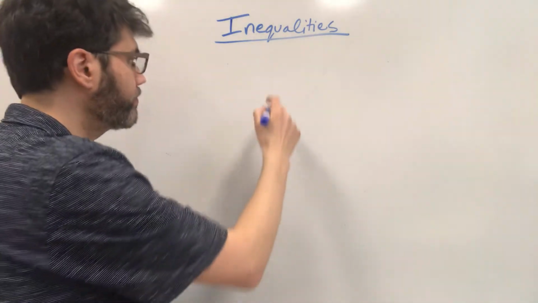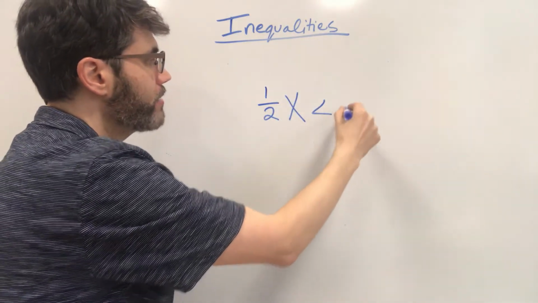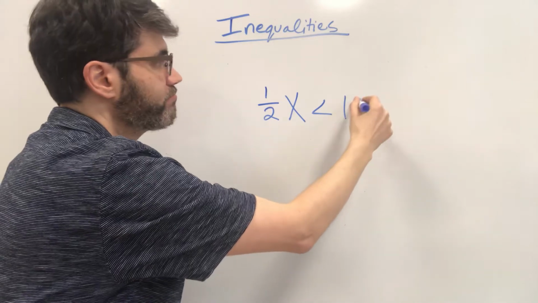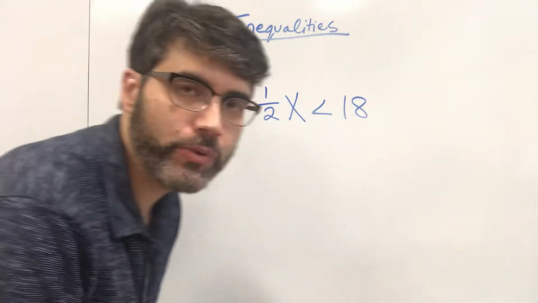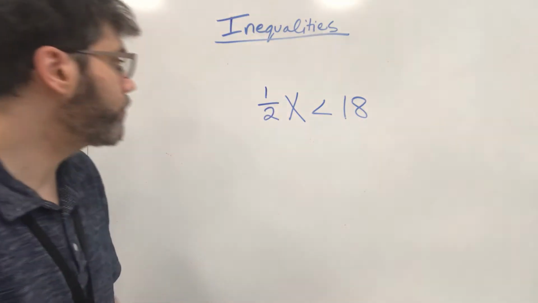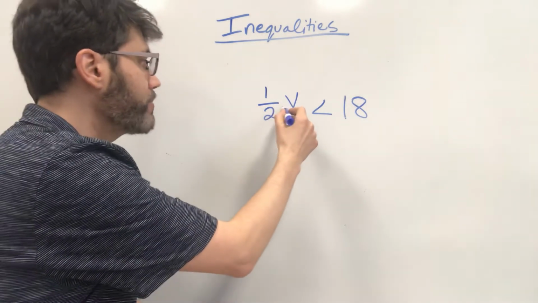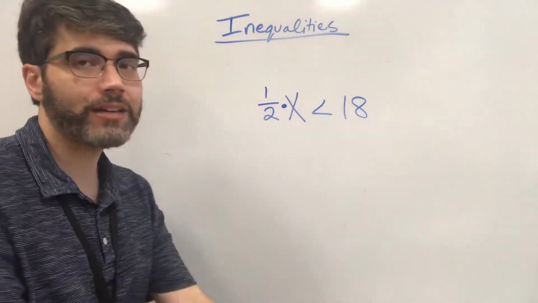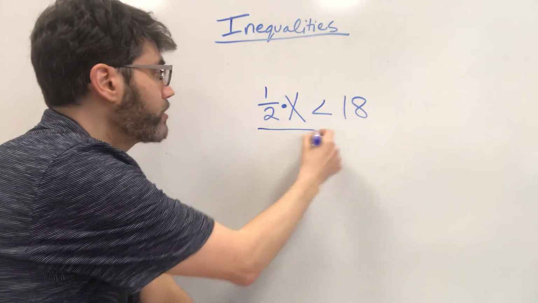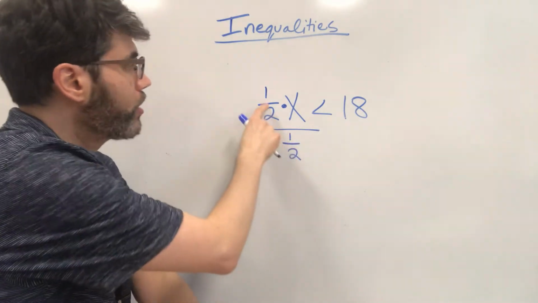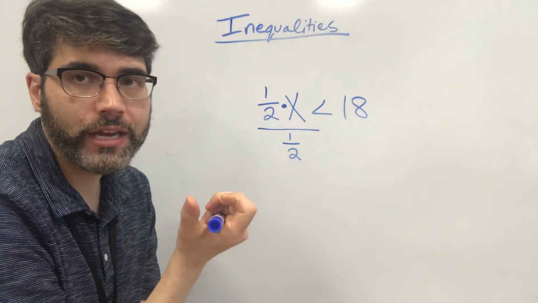Let's say that 1/2 x is less than how about 18? So 1/2 x is less than 18. How would we solve that? Right now 1/2 is the coefficient of x. This is 1/2 times x. And remember, we want to get x completely by itself. We want to have it isolated. So what do we do? We divide both sides by 1/2, because right now 1/2 is being multiplied against x. The way that you undo multiplication is with division.